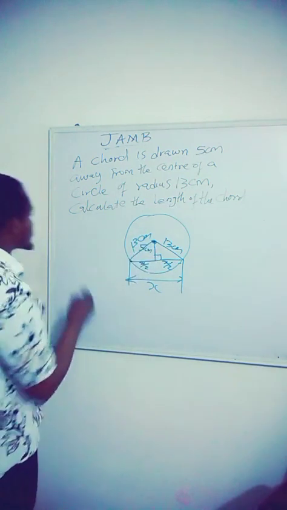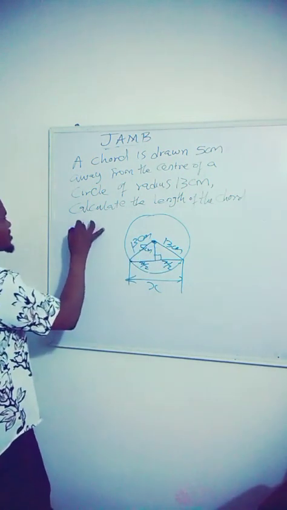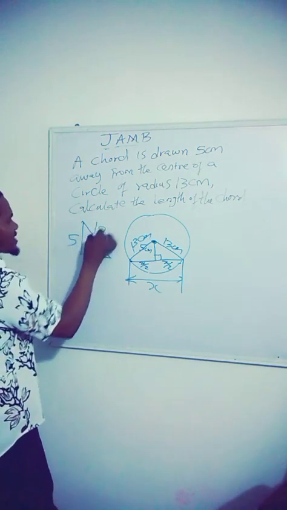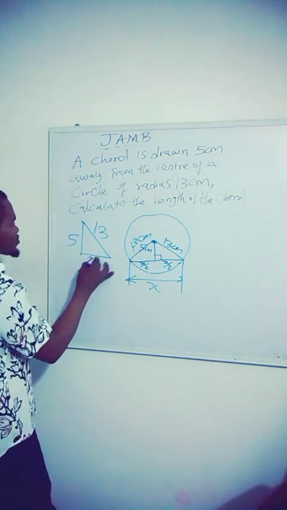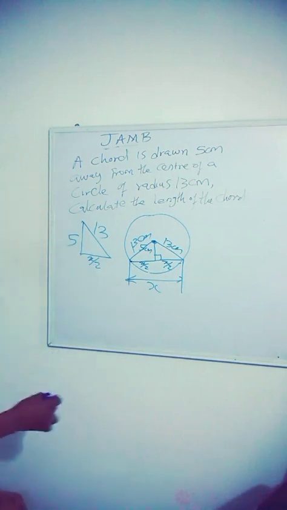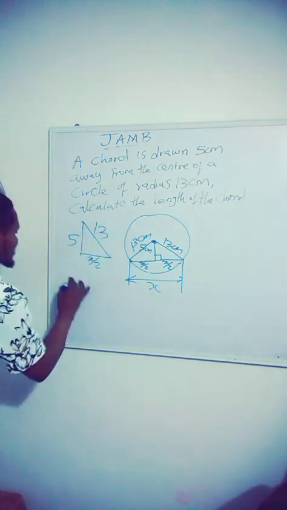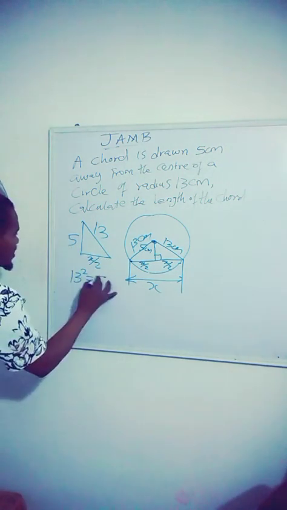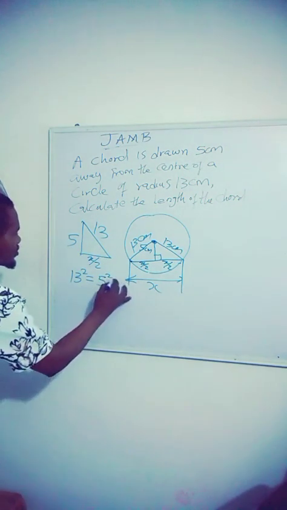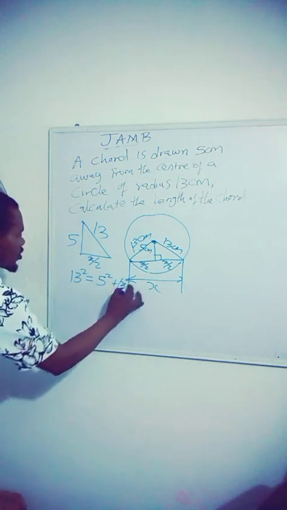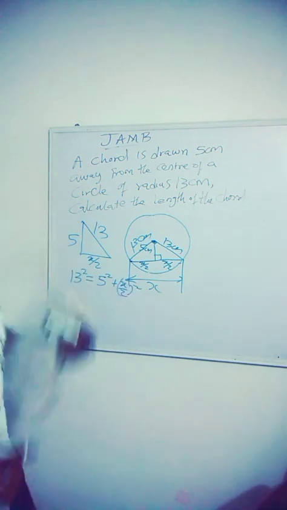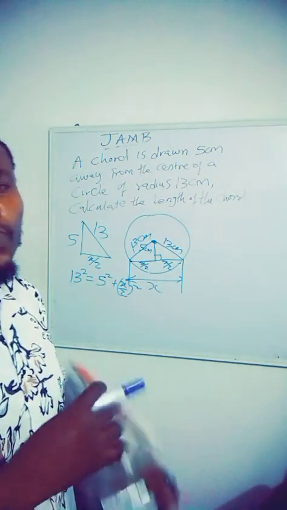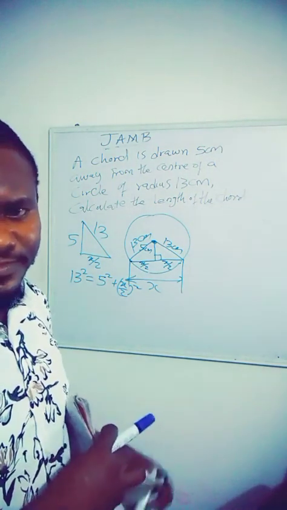Let me draw it out. What I'm having here now, one side of it is this. So here is 5 centimeter, here is 13 centimeter, and here is x over 2. And don't forget from Pythagoras theorem, it means that 13 squared is equal to 5 squared plus (x over 2) all squared. Do you agree with me on this?